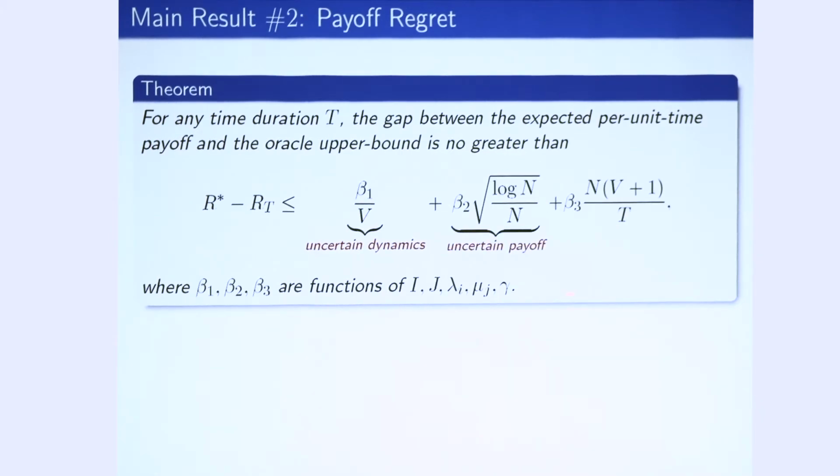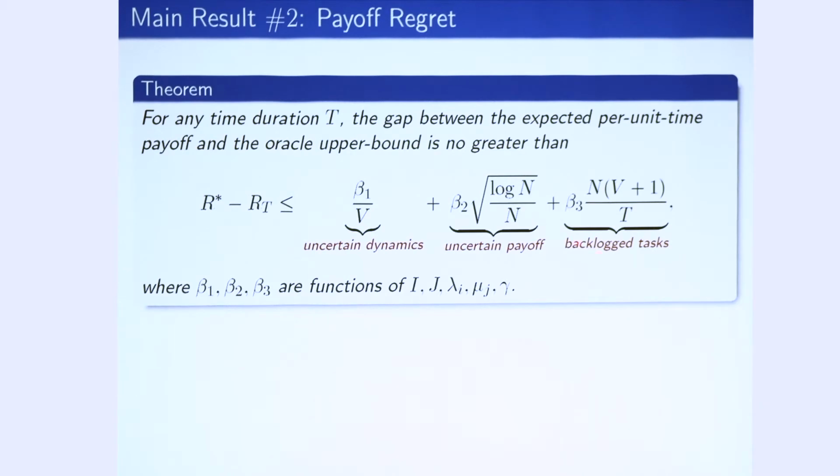The second term comes from the uncertain payoff. Remember, n is the mean number of tasks per client. So as n increases, the payoff regret due to uncertain payoff also decreases. The third term is due to the backlogged clients or tasks in the system. Remember, the backlogged clients increase linearly in v. But this effect is amortized by considering a large time horizon t, so we divide it by capital T here.